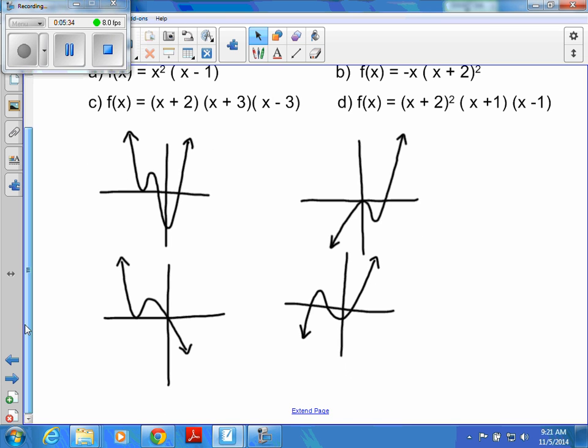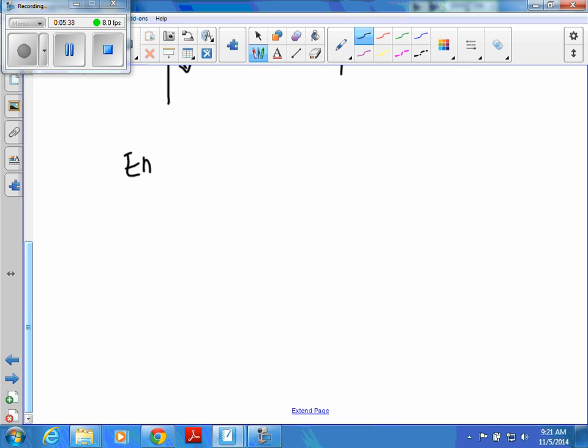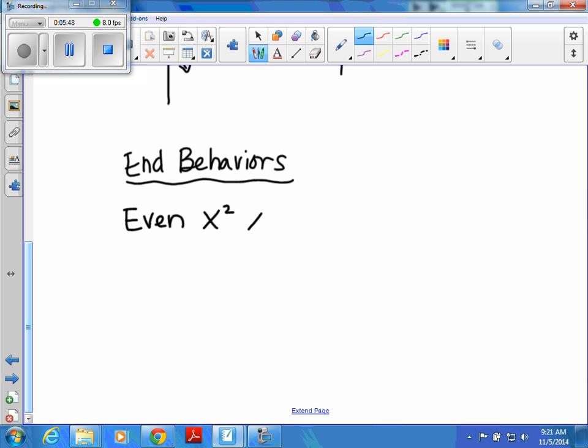So let's scroll down and go over the end behaviors that we did in Algebra 2. Hopefully you'll remember this. If it's an even function, like x to the second or x to the fourth, this is what the graph is going to look like. What's the end behavior? They both end up facing up. I think you remember this from Algebra 2.